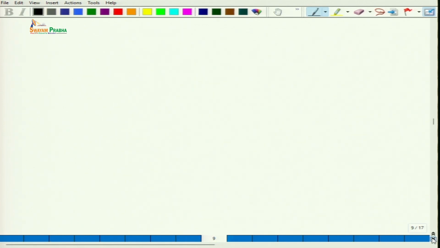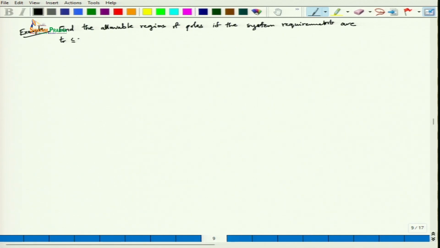So now let us consider an example. We want to find the allowable region of poles if the requirements on the system are: rise time should be less than 0.6 seconds, the peak overshoot should not be more than 10%, and the settling time should be less than 3 seconds.